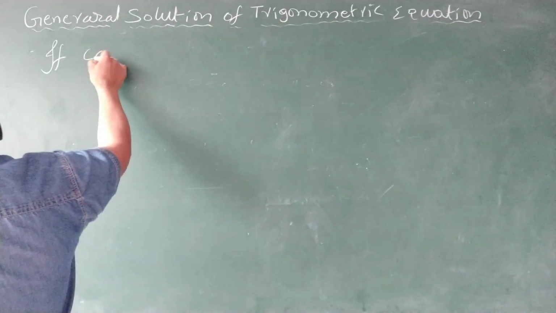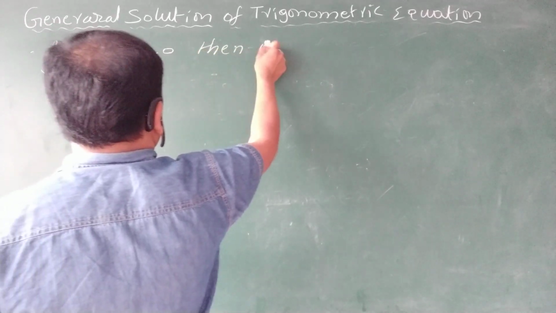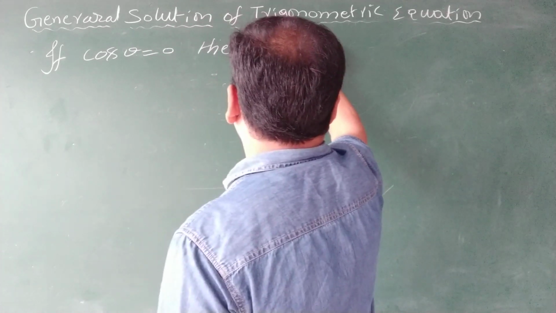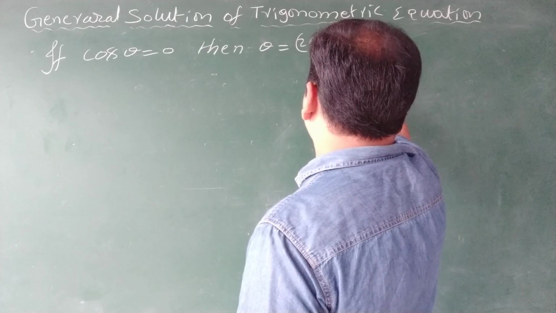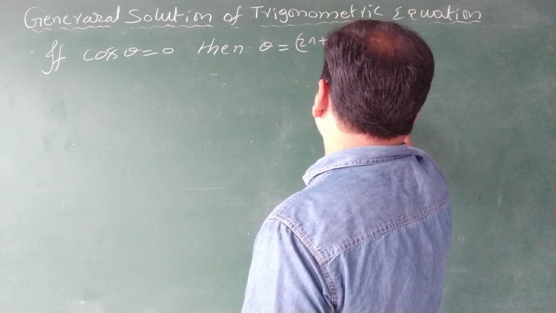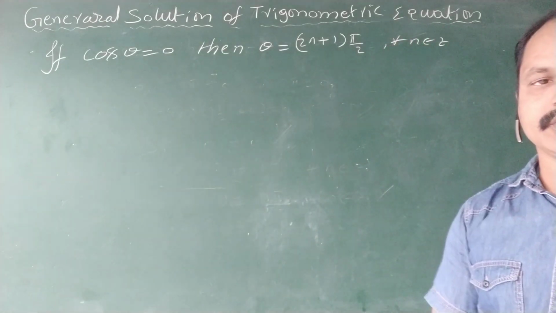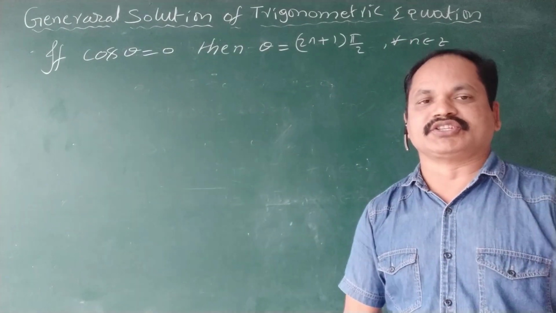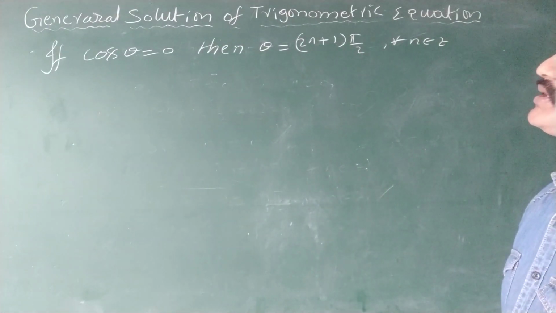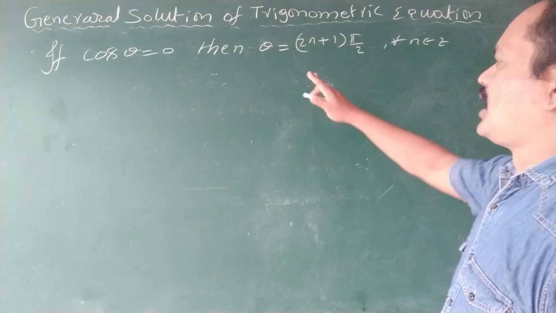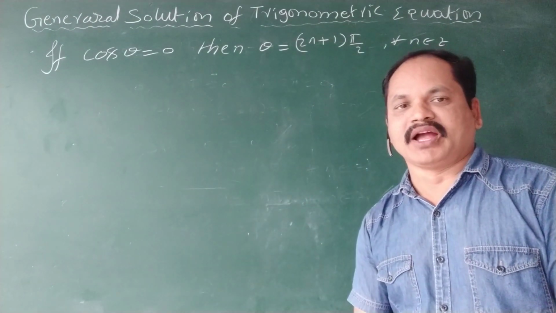If cos theta is equal to 0, then theta is equal to (2n plus 1) times pi by 2 for all n belongs to Z. That means when cos theta is 0, the angle is an odd multiple of pi by 2.